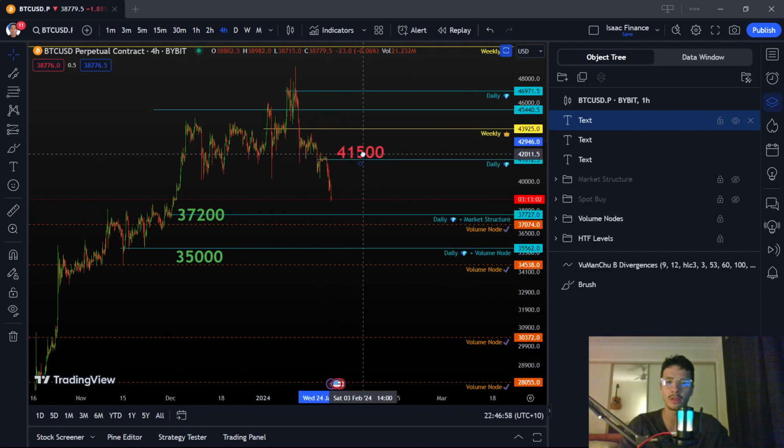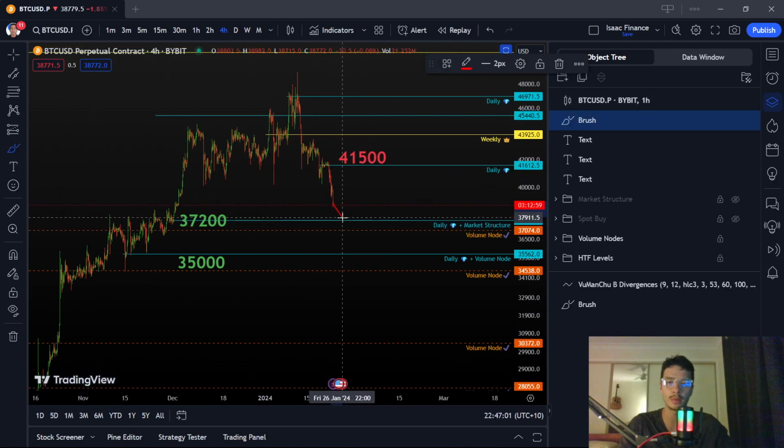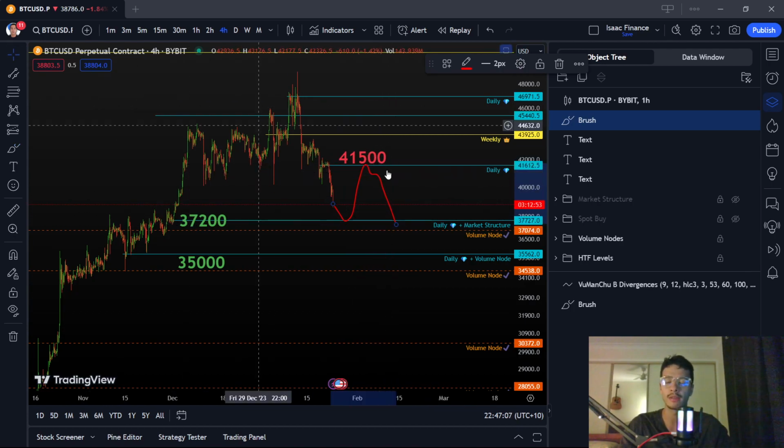I will be doing that if I see that subsequent rejection. It would look like something like this, right? So we come up there, and then we just peter down. It's not looking good. CBD is bad. I will take a short trade there if it does that.